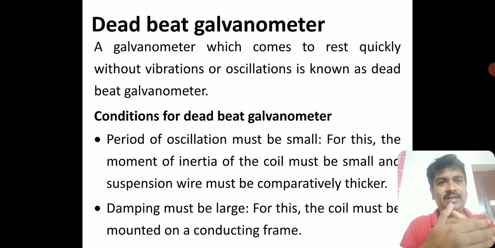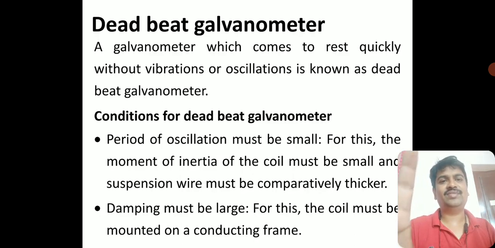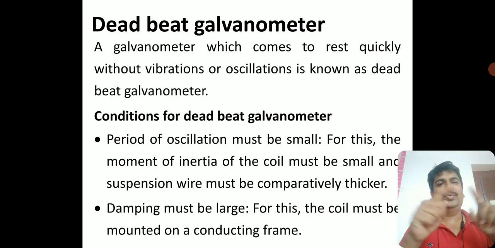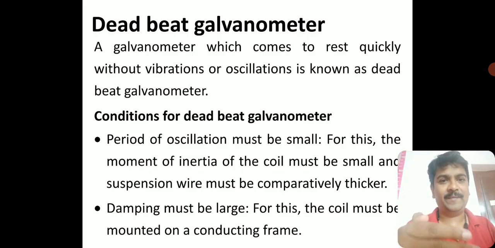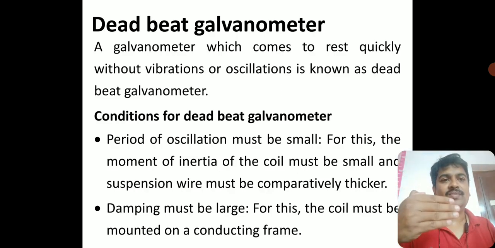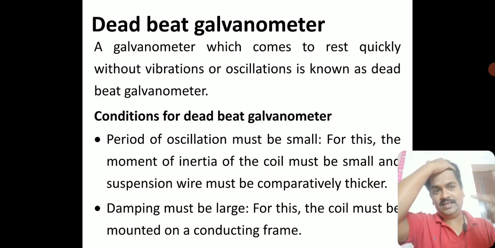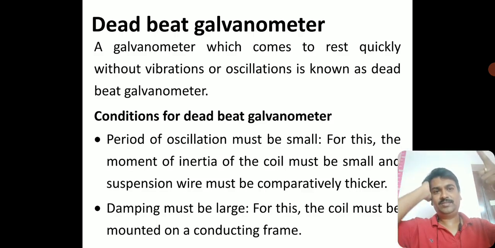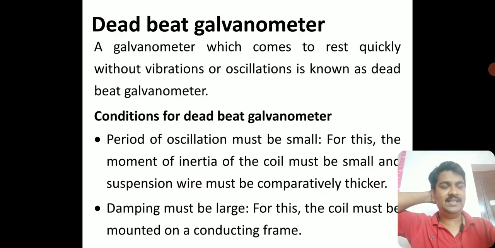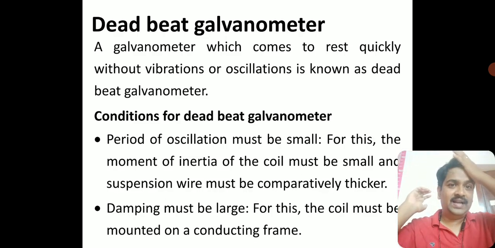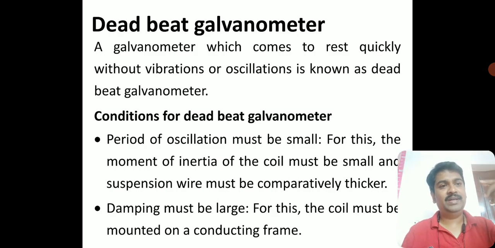That eddy current will stop the oscillation of the coil. So you need to wind the coil on the conducting frame. That makes the oscillations come to rest very quickly, and that is known as damping. These are the two things. One is the period of oscillation must be small by decreasing the moment of inertia of the coil, and second, damping is done by winding the coil on a conducting frame.